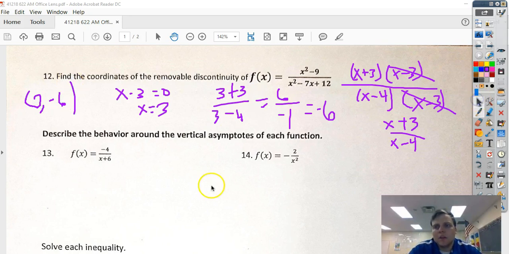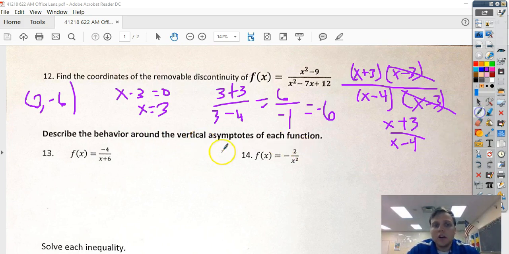Okay? Alright, moving on. Now, these next two questions are not things that we specifically covered for like a day in class, but we've covered all the ideas for it. Okay? So don't be alarmed about them. Just think through them. Alright? It says, describe the behavior around the vertical asymptotes of each function.